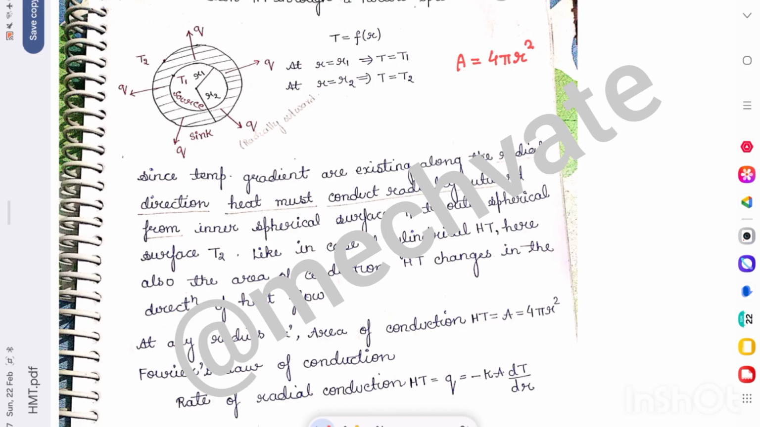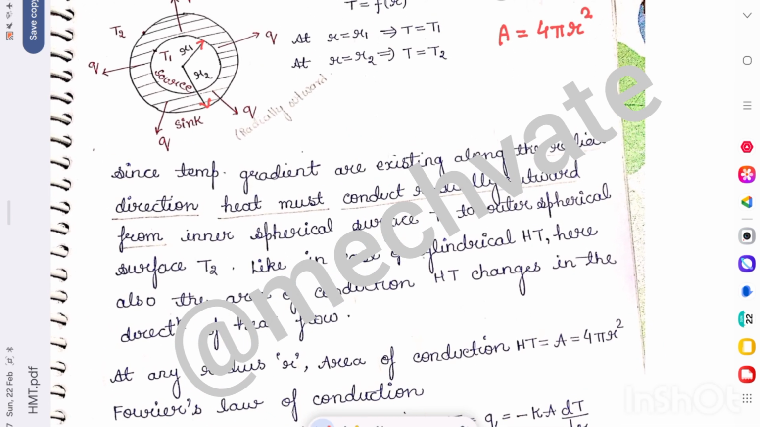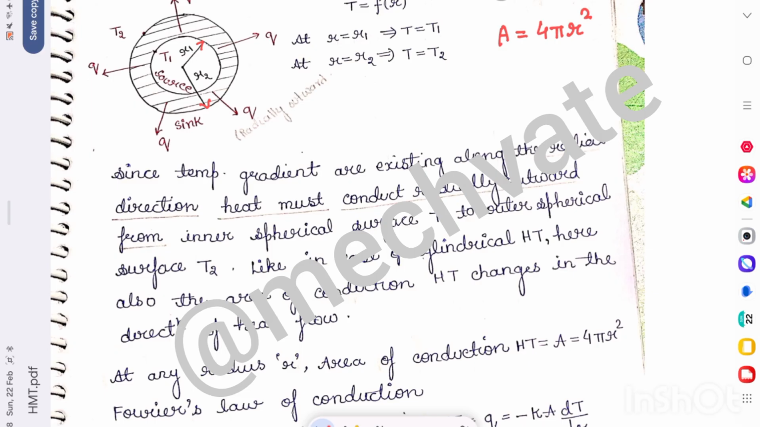Radial conduction heat transfer through a hollow sphere is a function of r. The inner radius temperature is T1 and the outer radius temperature is T2. In this case also, heat flows radially from the inner surface to the outer surface. As we know, any body which supplies heat is called a source, and one which absorbs heat is called a sink.